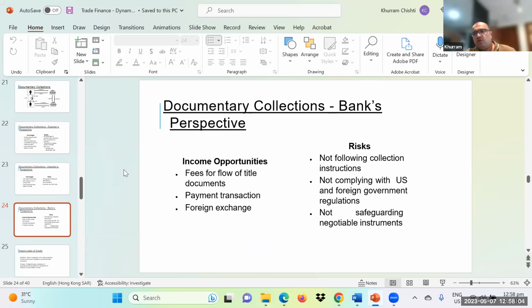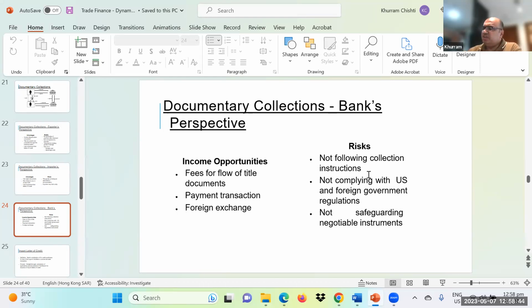Risk to a bank: not following collection instructions. What if Almaya Supermarket had told the bank that the collection documents should have a bill of lading, an invoice, and the insurance? For example, usually for perishable items, they have a certificate, perishable insurance, which ensures when the goods were taken from the farm. It has the origination document.